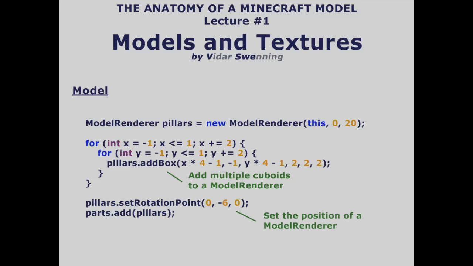Then we can also add multiple boxes to the model renderer, and it's just a matter of doing pillars.addBox. We want to move the whole pillars thingy upwards, and therefore we set the position to -6 of the model renderer like that. And when we add the boxes, we don't want to add them all in the center, but we add them out in the edges, and that's exactly what we do there with the loops and the values of the loops. Here I actually use Y for the inner loops, where in the lecture I used C. It doesn't matter, of course.